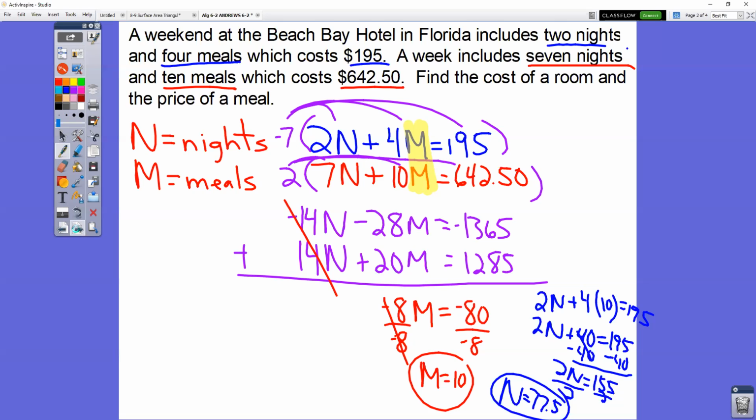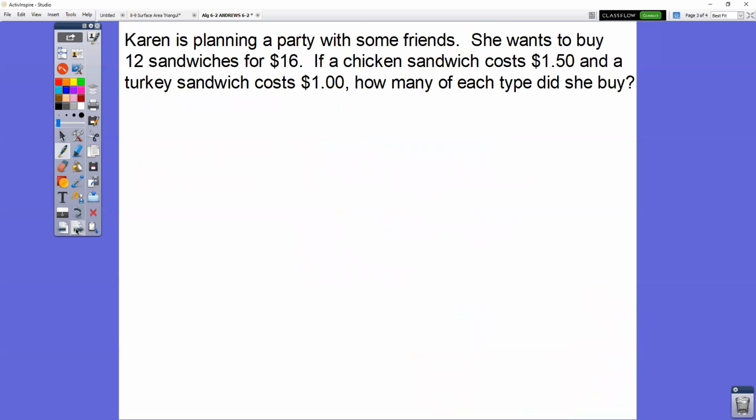Let's take a look at another one. It says Karen is planning a party with some friends. She wants to buy 12 sandwiches for $16. If a chicken sandwich costs $1.50 and a turkey sandwich costs $1, how many of each type did she buy? Now, this one is a little bit more challenging to set up because it's not as obvious as the previous two. Your first clue is that she is buying 12 sandwiches. So you want to know how many of each she's buying.